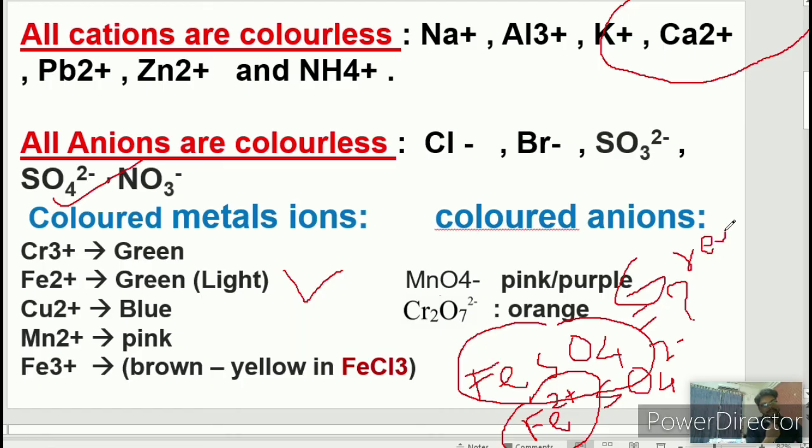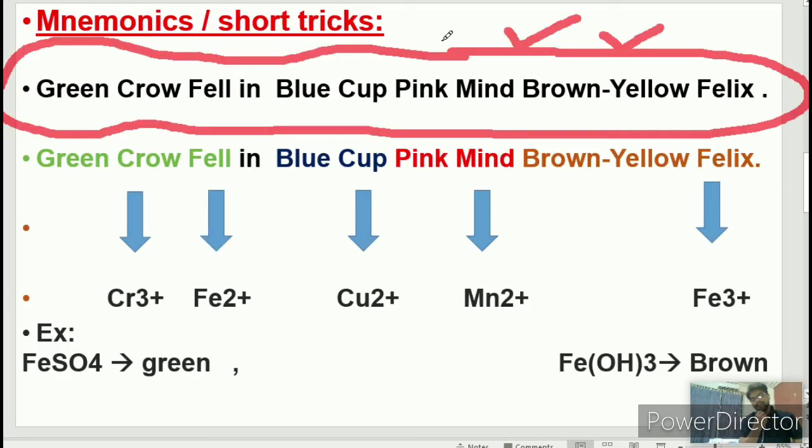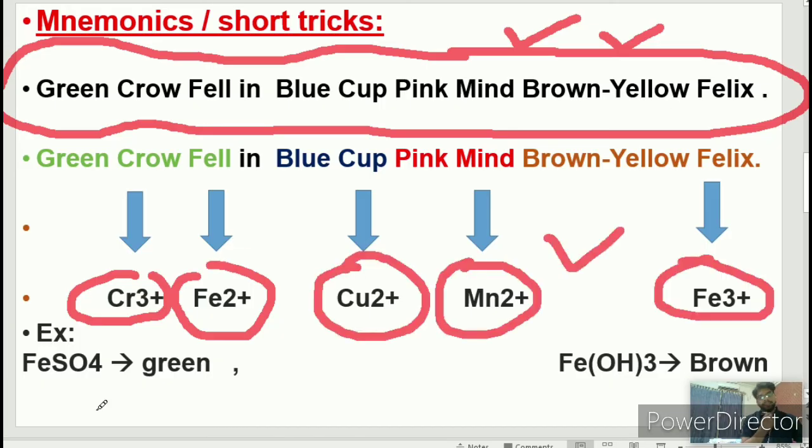Is that clear? Eventually, this is your mnemonic shortcut trick: "green crofalin, blue cuff, pink mine, brown yellow helix." This is a powerful sentence; if you remember at least this one sentence, it will help you remember these metal ions. How many metal ions have I written here? Five metal ions. FeSO4 is green because the metal ion present is Fe2 plus, and of course sulfate is colorless.